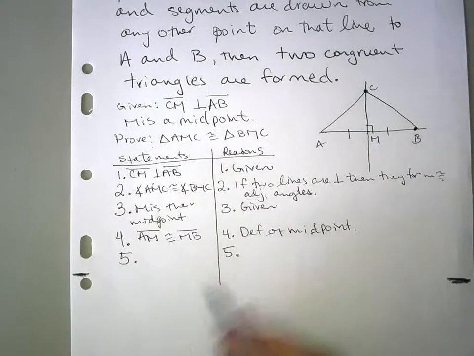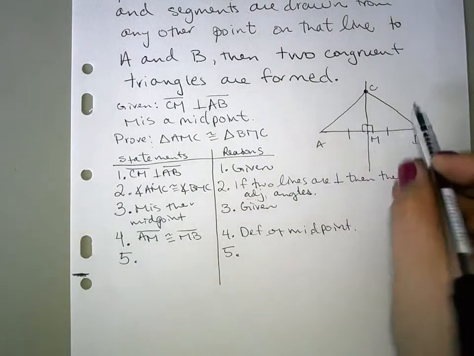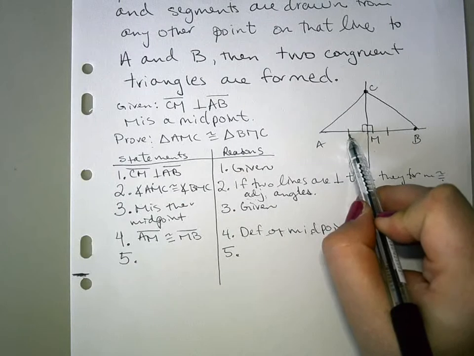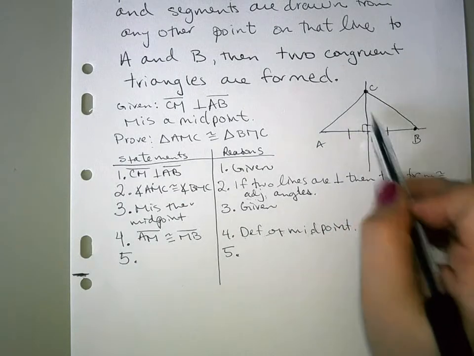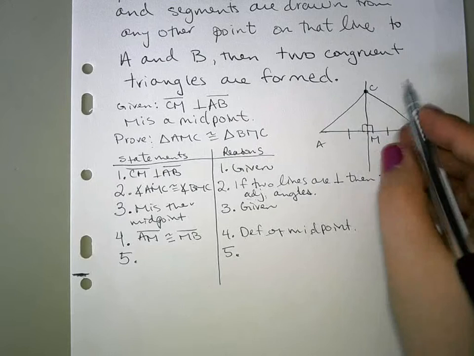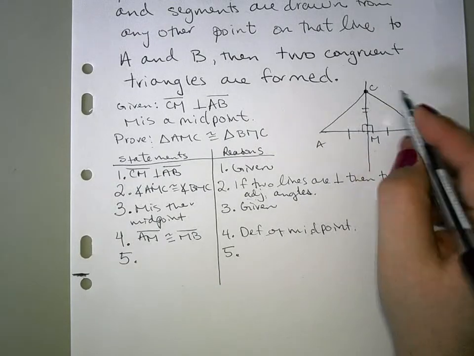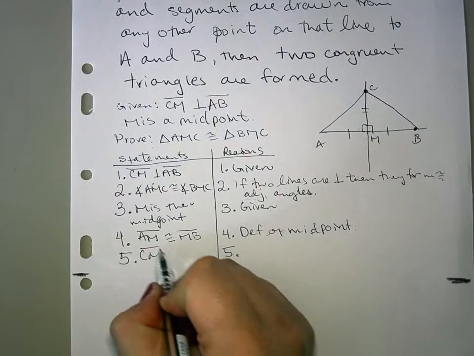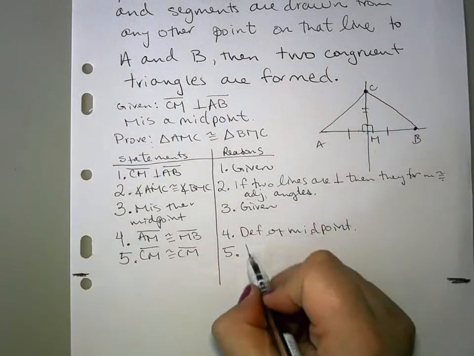So let's recap what we have. We have congruent angles. We have two congruent sides. So finally, this looks like we're getting to a side angle side situation here. So we're going to go ahead and prove CM is congruent to itself, and that's by the reflexive property.